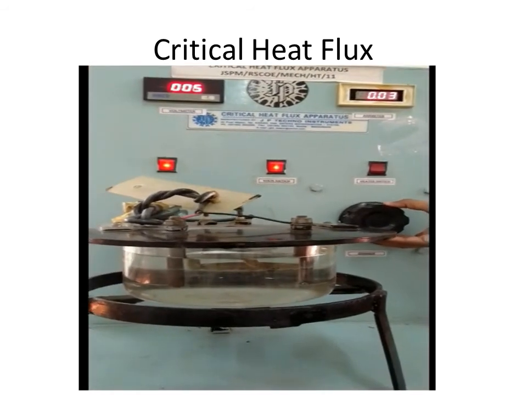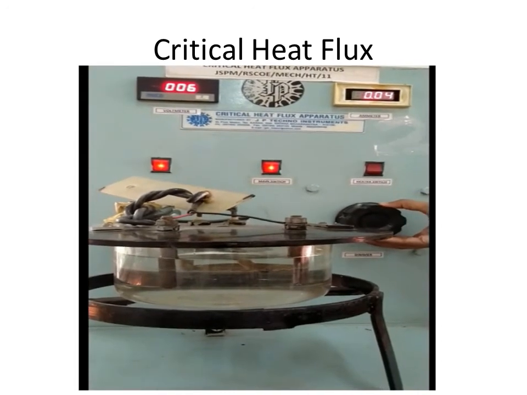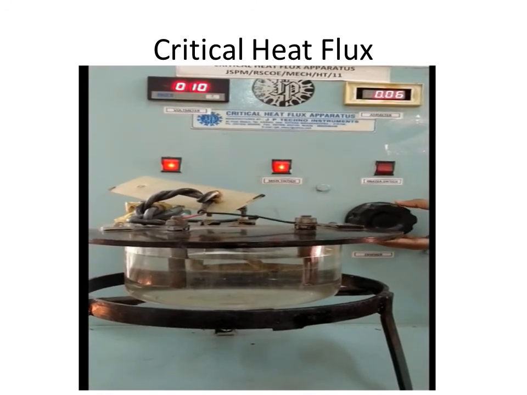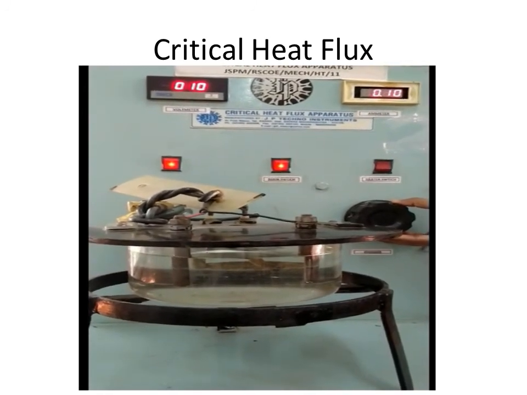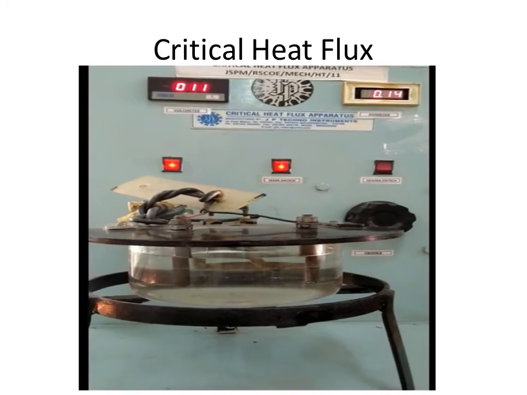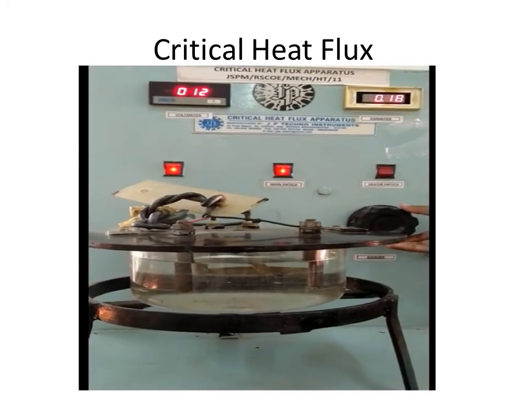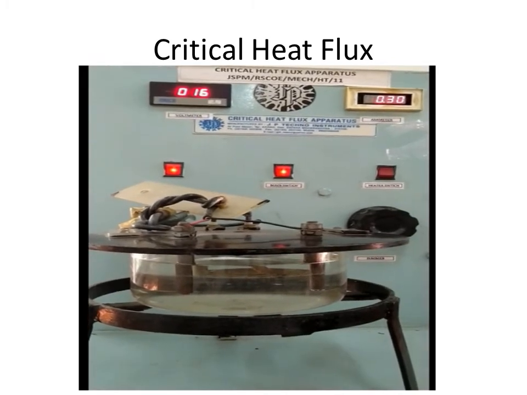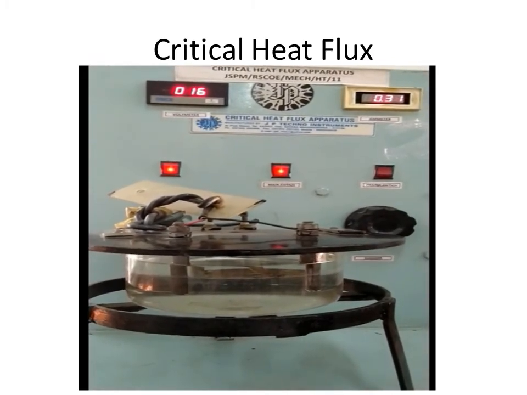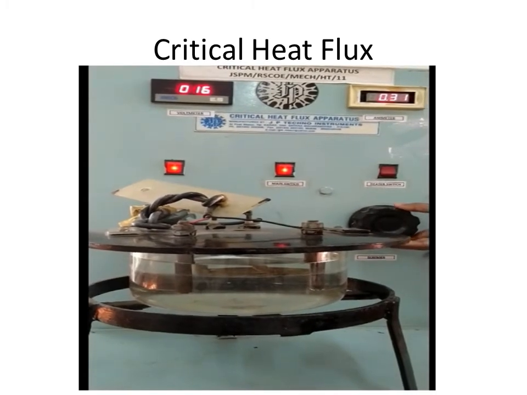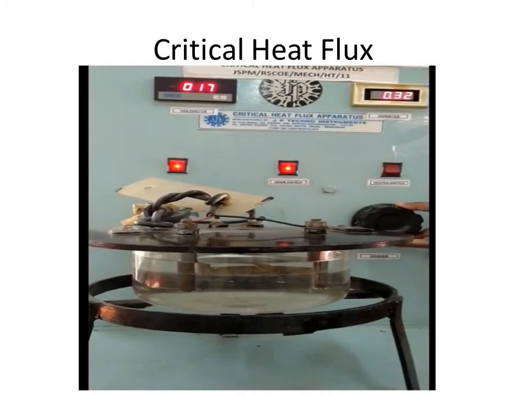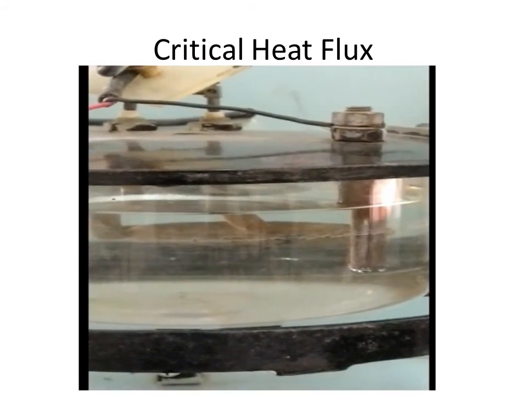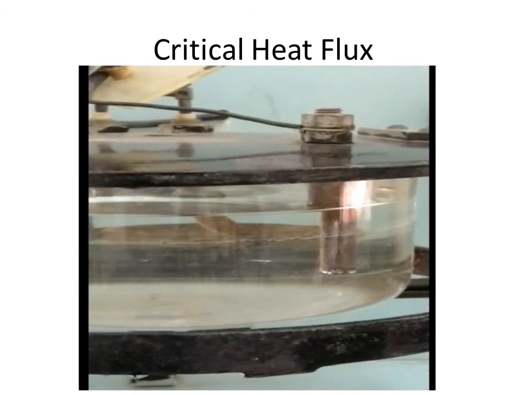Now slowly you can see I am increasing the dimmer. Increasing the dimmer means I am providing voltage and current. Now you can see the bubbles are being formed for that particular voltage and current. Slowly you have to increase, and you have to observe the changes happening in the wire.